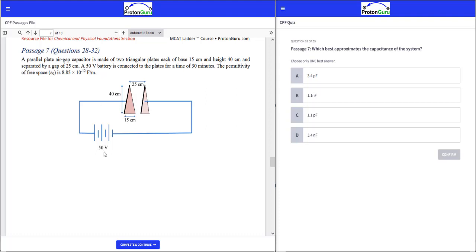And they're telling you that you have a 50-volt battery, and it's connected to the plates for 30 minutes. The permittivity of free space, E sub naught, is 8.85 times 10 to the negative 12th farad per meter. So we have all the information we need to assess different things about this circuit. The first question is, which best approximates the capacitance of the system? So you'll need to know the equation relating capacitance to the other metrics of the system.